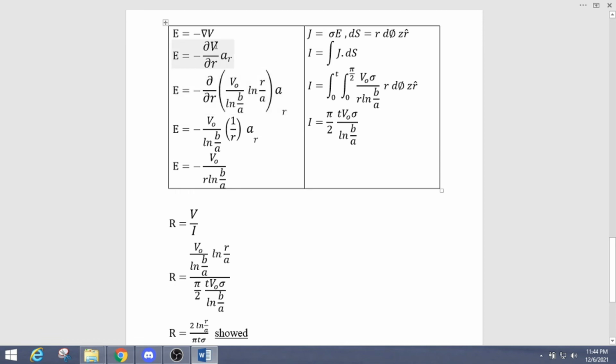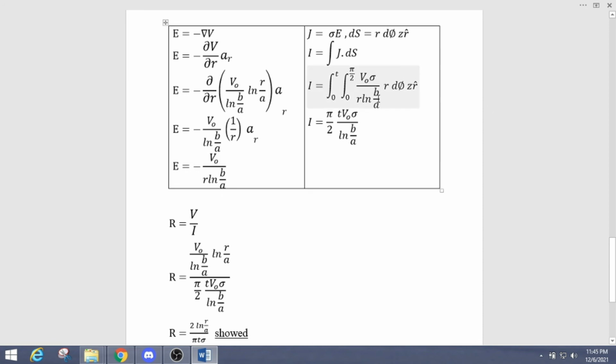So we substitute the V, which is V naught over ln b over a times ln r over a. So we rearrange the equation. We put ln b over a outside with V naught. So the ln r over a will be differentiated, and we will get 1 over r. So E equals negative V naught over r ln b over a.